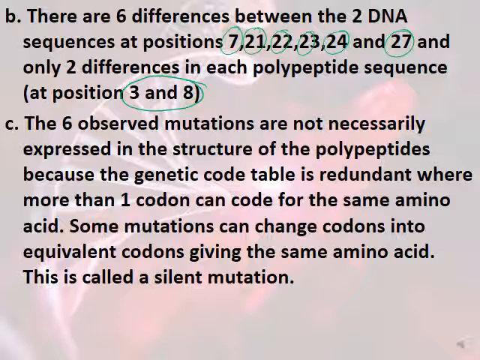So six mutations or six differences are not necessarily expressed in the structure of the polypeptides because the genetic code table is redundant. What is the meaning of this? It means that more than one codon can give the same amino acid. That's why some mutations can change the codons into equivalent codons that code for the same amino acids. This is called silent mutation.